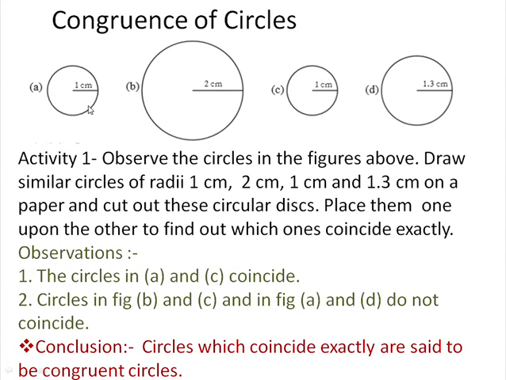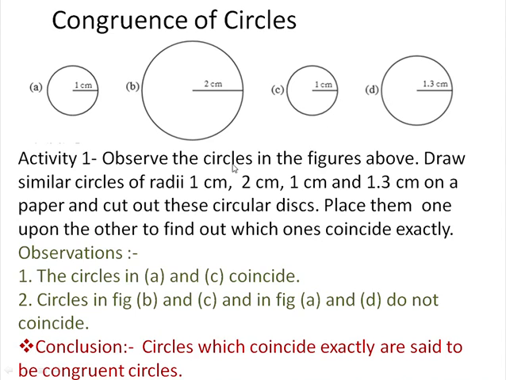Now when you will put circle in figure A over the circle in figure C, you will find that these two circles will coincide exactly with each other. Similarly, when you will put circle in figure A on circle in figure D, again they will not coincide. And if you put circle in figure B on circle in figure C, again they will not coincide. Also, circle in figure B will not coincide with circle in figure D. And circle in figure C and circle in figure D will also not coincide here.